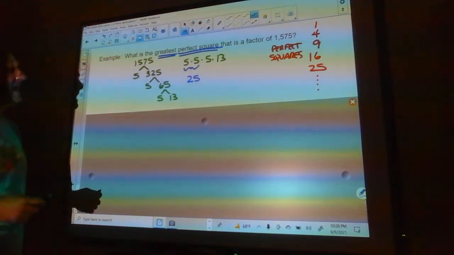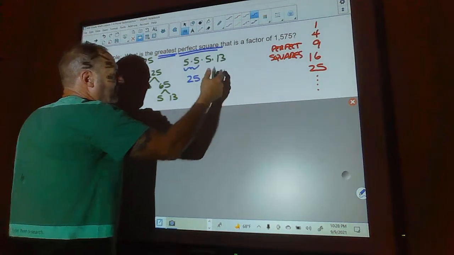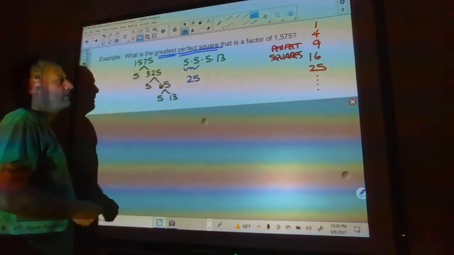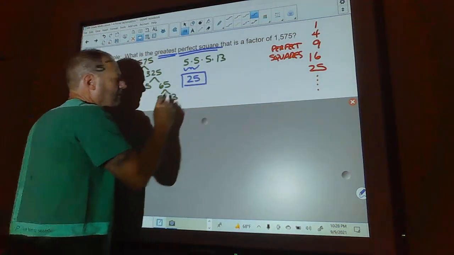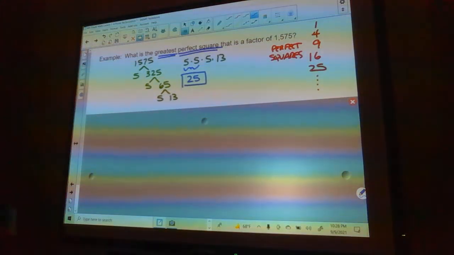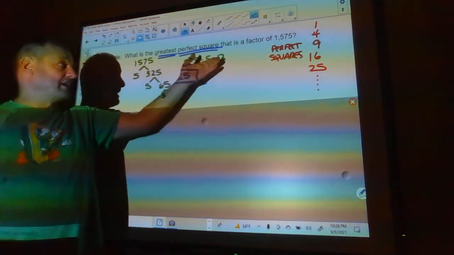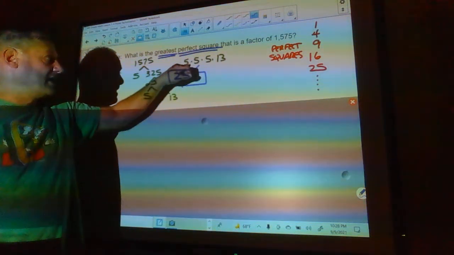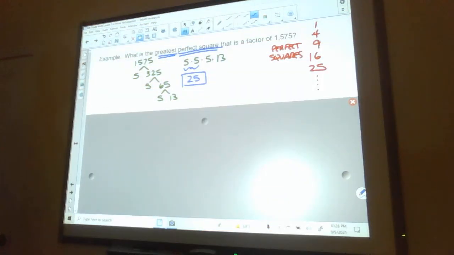Okay, so 25. Now there's no other 5 times 5. If there was another 5 times 5, there might be a bigger one, but there isn't, so there we go, 25. Or if there was a 3 times 3 out here as well, then I would take the 3 times 3, make it a 9, and multiply that by the 25, and that would be another perfect square that might go in there.